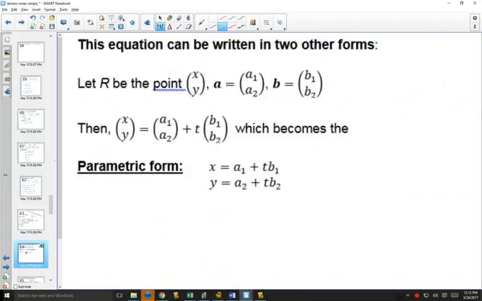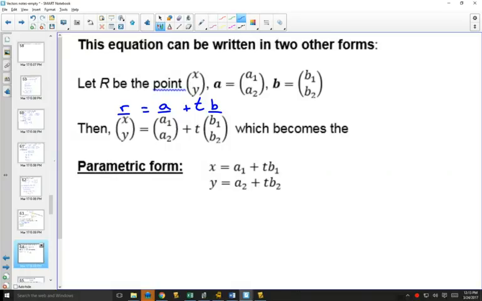So we can write this equation in a bunch of different forms. Okay? So this right here is r equals a plus t times b, where b is our direction vector, a is any point, and r stands for all points on that line.